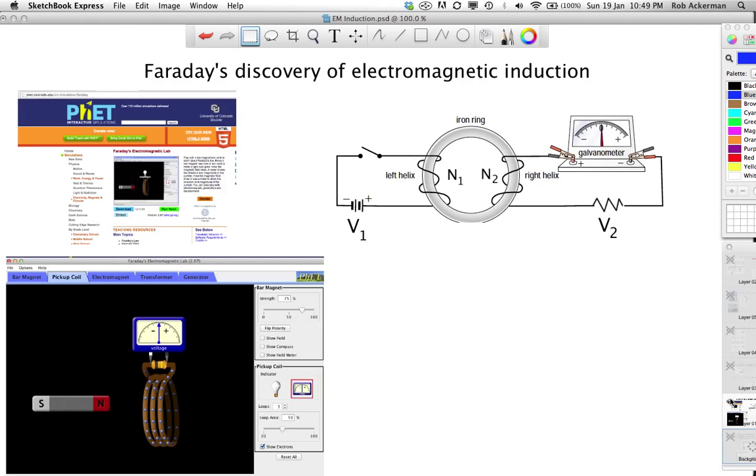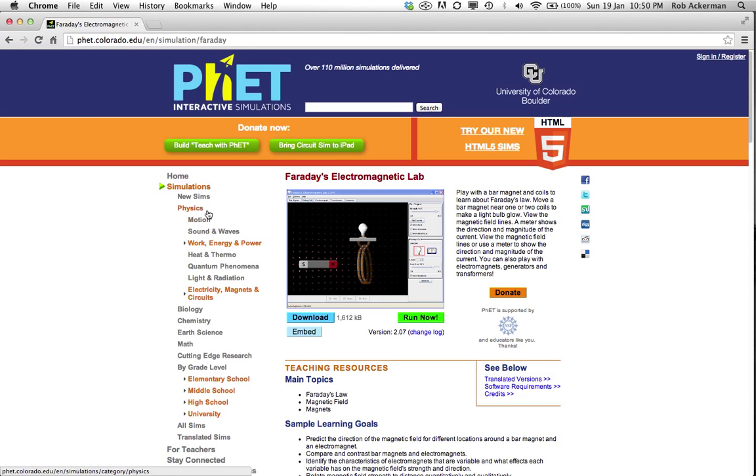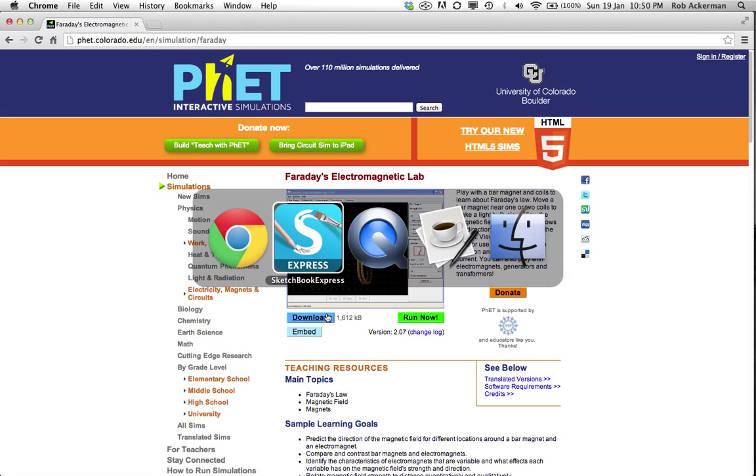Let's get started. First off, without really having you in class to show you a certain demonstration, it's kind of hard to do this in a way that has that sort of wow factor. However, luckily for us, PhET, remember these guys, have a good simulation that you can use to give you an idea of what you're going to see in class. So you're going to go to the PhET website. I'll go there now. And I'd like you to click on Physics, go under Electricity, Magnets, and Circuits, and you're going to find Faraday's Electromagnetic Lab. Download that. It's free. It won't introduce any viruses onto your system.